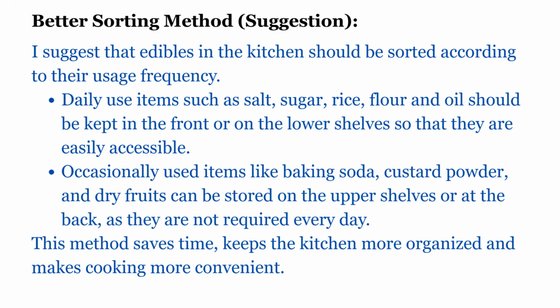Daily use items such as salt, sugar, rice, flour, and oil should be kept in the front or on the lower shelves so that they are easily accessible. Occasionally used items like baking soda, custard powder, and dry fruits can be stored on the upper shelves or at the back as they are not required every day. So, this method saves time, keeps the kitchen more organized, and makes cooking more convenient.